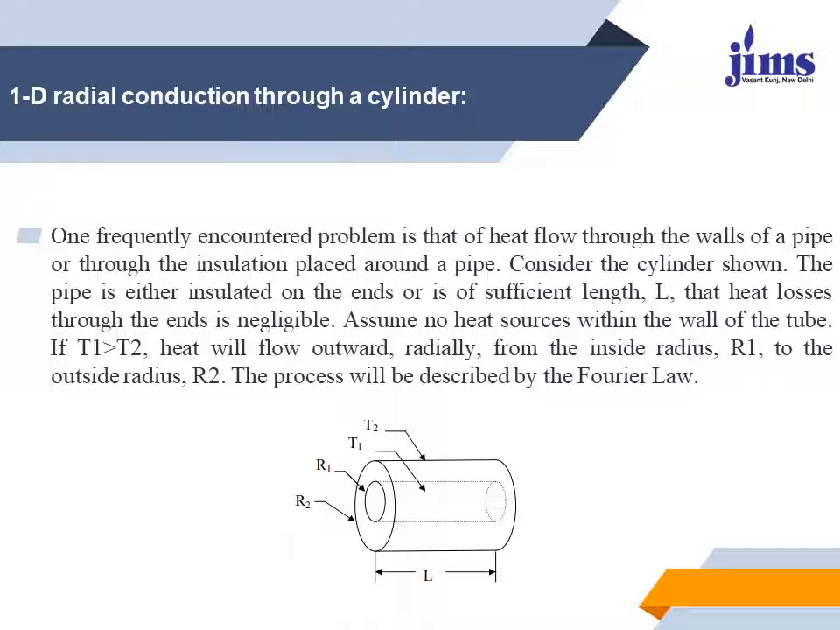problem is that of heat transfer through the wall of a pipe or through the insulation placed around a pipe. Consider the cylinder shown in the figure. The pipe is either insulated on the ends or it is of sufficient length L that heat losses through the ends are neglected. Assume there is no heat source within the wall of the tube and the temperature T1 is greater than the temperature T2. So heat will flow outward radially from the inside radius R1 to the outside radius R2. The process will be described by the Fourier law.